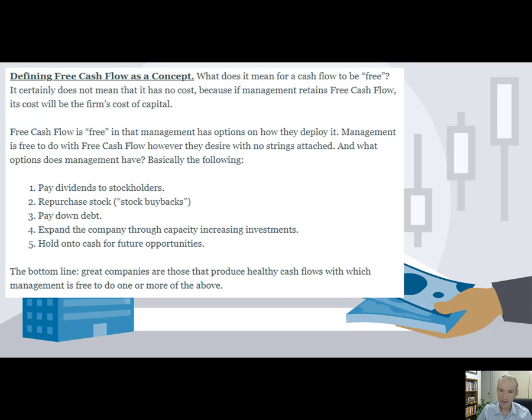What they mean by free, when you see free cash flow, is that management has the freedom, has the options to do something with that cash flow. They have a choice on how they are going to deploy that cash. So they have some cash that they produce in the business, and management is free to do whatever they want to, no strings attached. And what can they do?